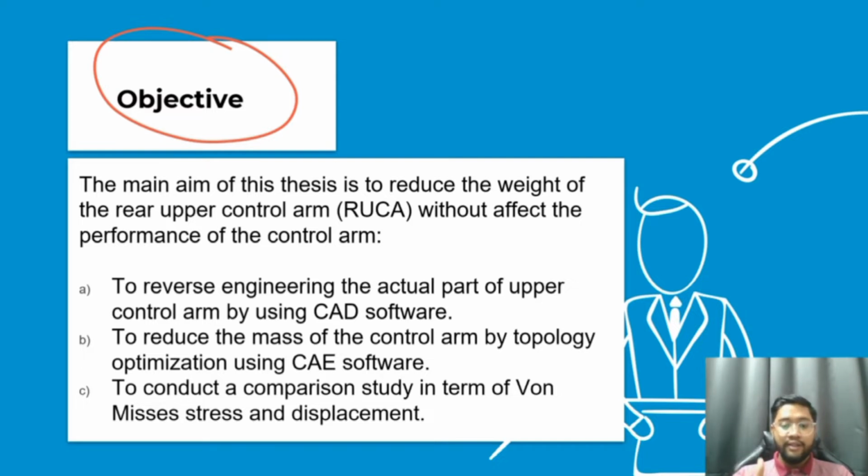So the first objective is to reverse engineer the actual part of the upper control arm by using CAD software. Second is to reduce the mass of the control arm by topology optimization using CAE software. The last objective is to conduct a comparison study in terms of von Mises stress and displacement.